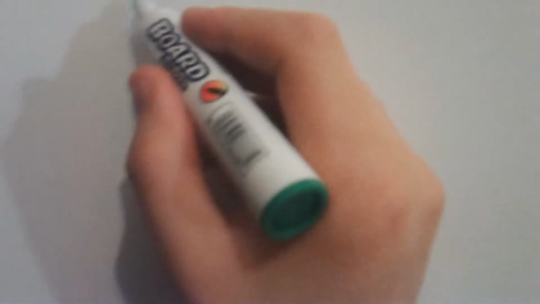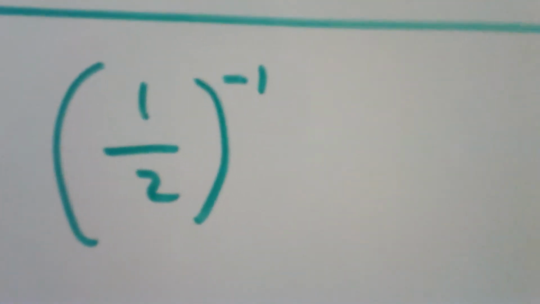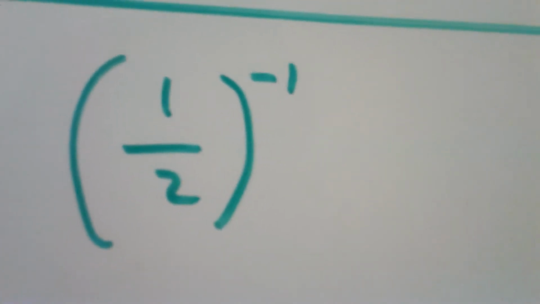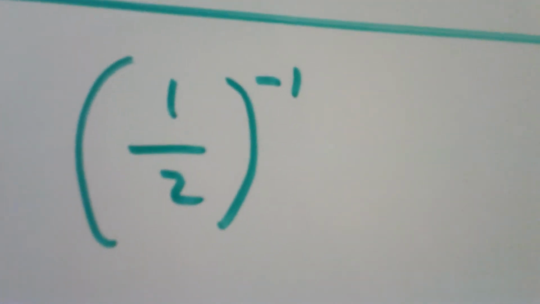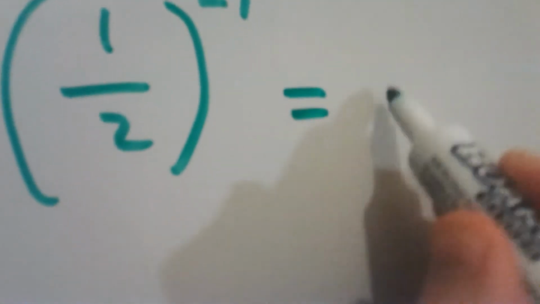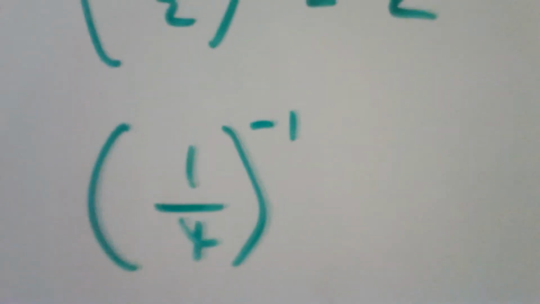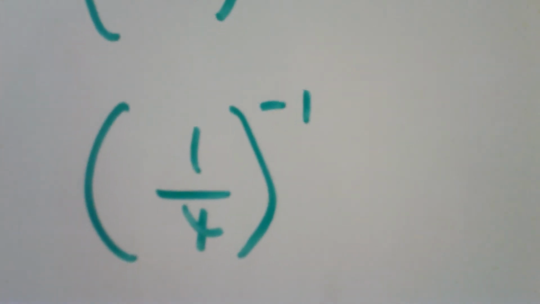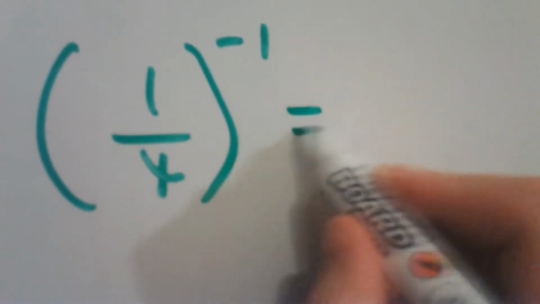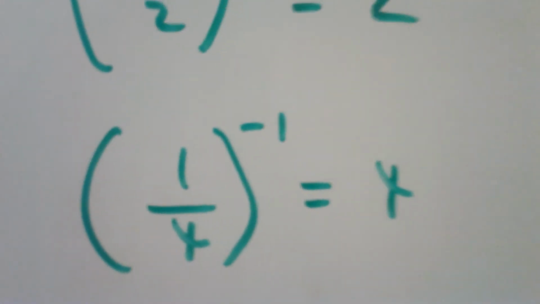Now, what would be the inverse of a half? Well, you have to multiply a half by 2 to get 1. So the inverse of a half is going to be 2. What is the inverse of a quarter? Well, the inverse of a quarter is going to be 4, as a quarter times 4 is 1.